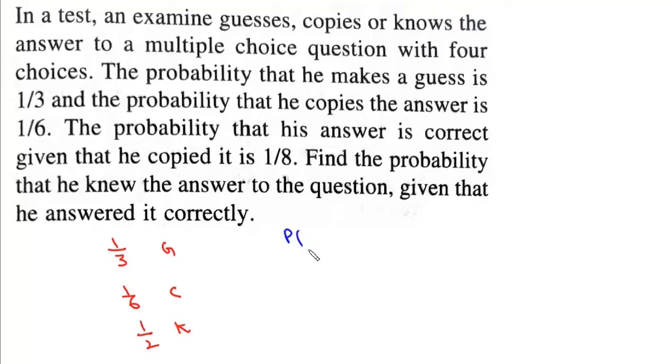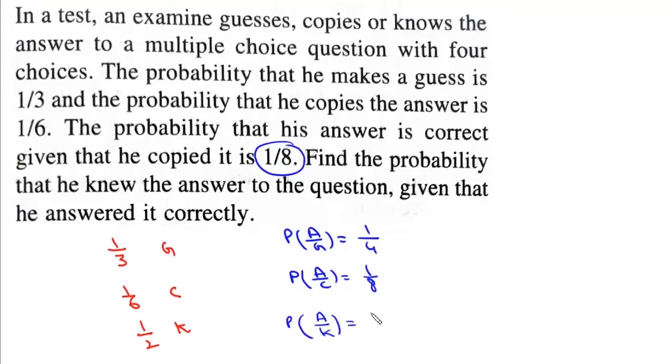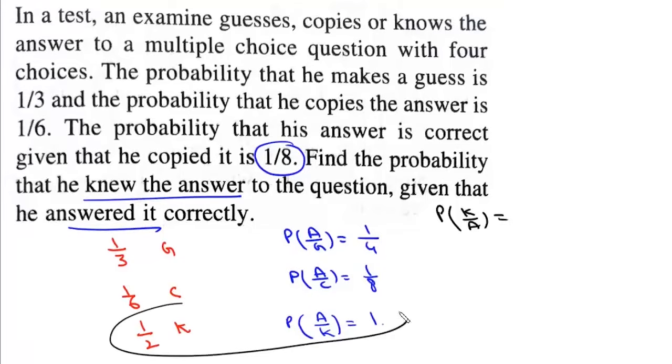Now the probability his answer is correct given that he guesses it. There are 4 options out of which 1 is correct, so this probability is 1 by 4. The probability the answer is correct given that he copies it is given as 1 by 8. And the probability that his answer is correct when he knows the answer has to be 1. Now we need to find the probability that he knew the answer given that he answered it correctly. So that means it's a Bayes theorem question, and we take this case in the numerator.